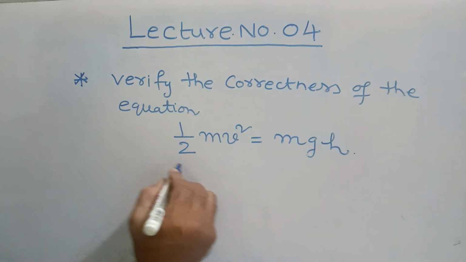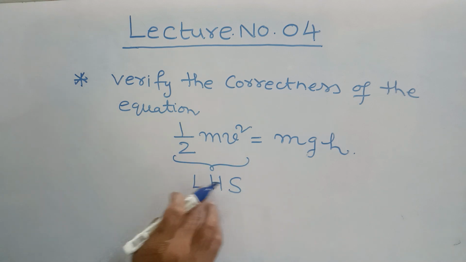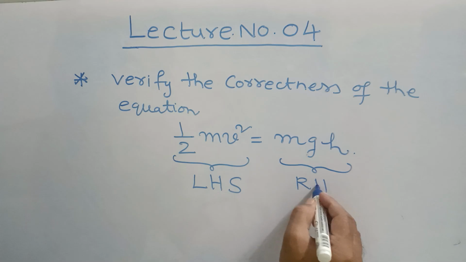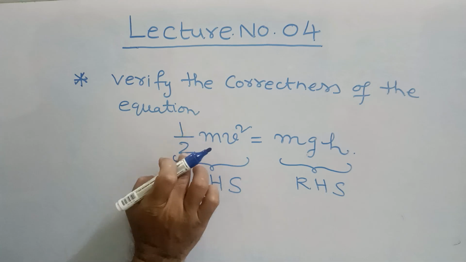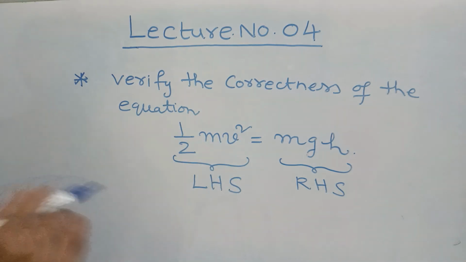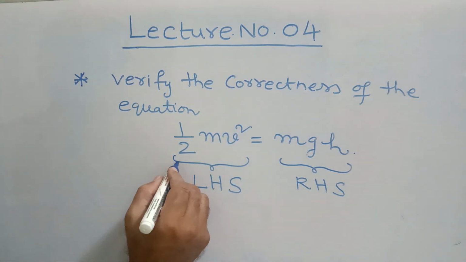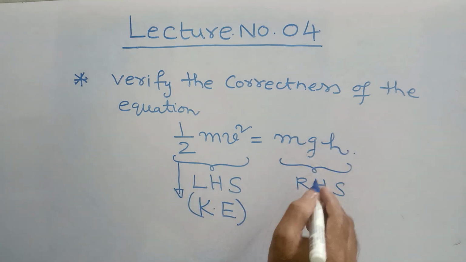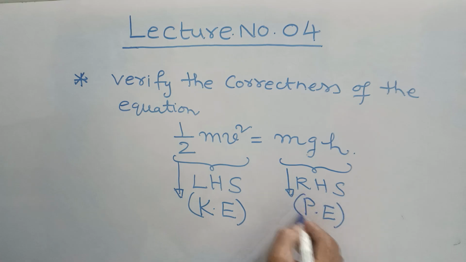This is the term on the left hand side, the LHS quantity. This is the term on the right hand side, the RHS quantity, which is mgh. The left hand side is half mv square. You already know that half mv square is nothing but the kinetic energy. And mgh is called the potential energy.